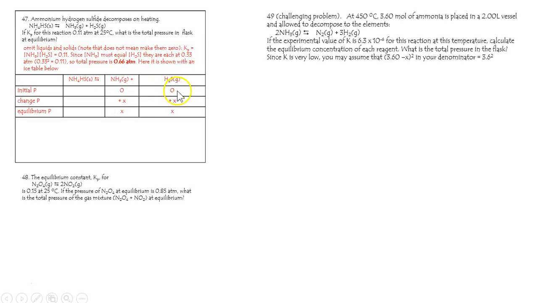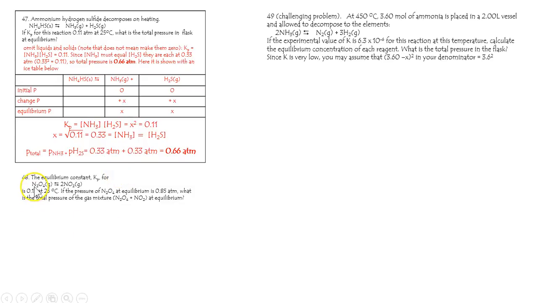And initially there's no ammonia, nor is there any hydrogen sulfide. It will go up by a value of X. That's simple, right? And we do have the K value. So K will simply equal this times that. And that means that we can take the square root to figure out what each of those are, which is 0.33, but they don't ask for that. What they ask for is the total pressure. Well, there's one each. The pressure will be 0.66 atmospheres. The total pressure is the sum of the partial pressures.